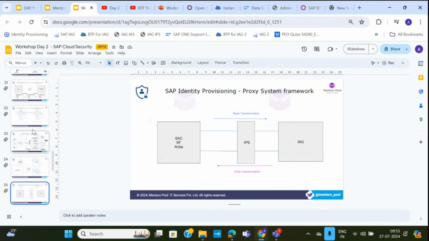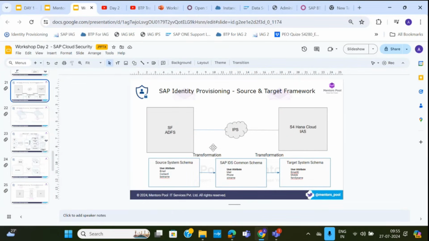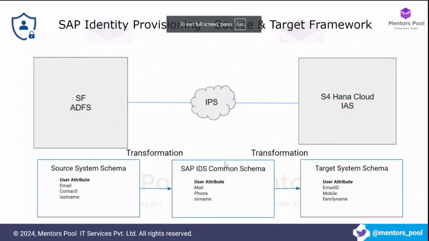Okay. So that was your source and target system framework. That is the relevance of your transformation, and why this two-time transformation happens: just to make things easy for customers. You don't need to put the headache on creating a transformation for each system.